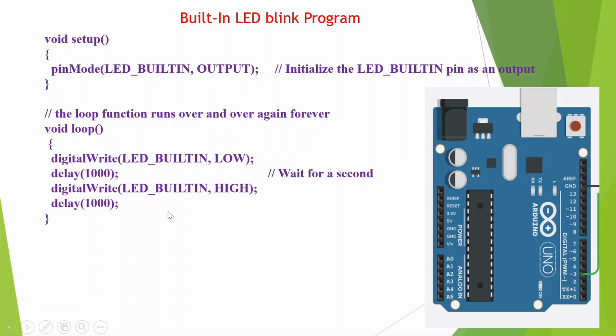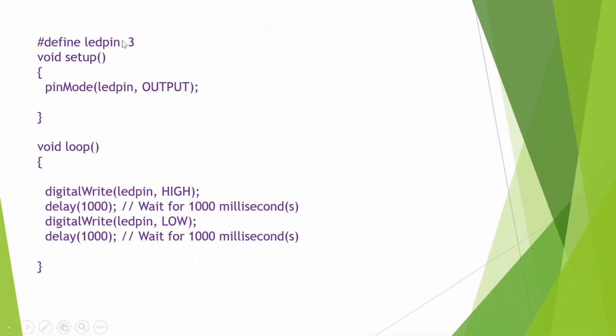The same program we are going to write by using a user-defined constant, that is LED_PIN, and it is given by #define LED_PIN. We can define pin number 3 to the LED_PIN variable. So again we have to configure this LED_PIN as output by using the pinMode function, and we have to declare this in the void setup. Inside the void loop, we follow the same procedure.